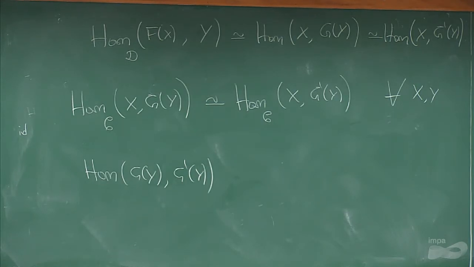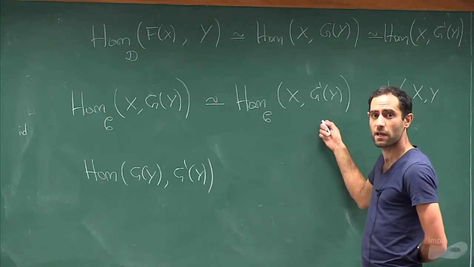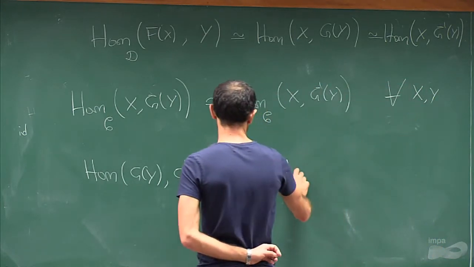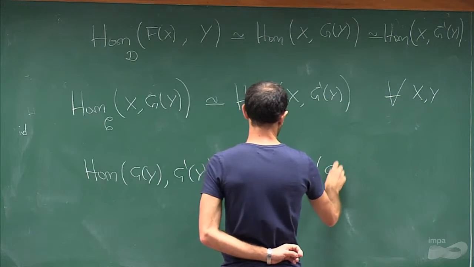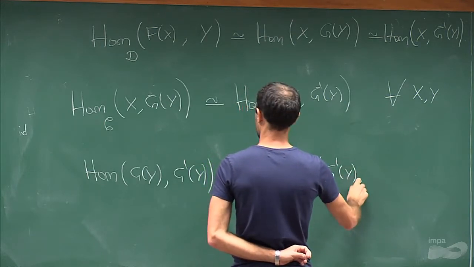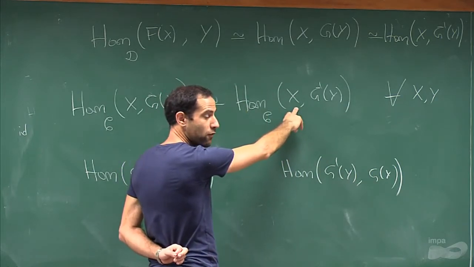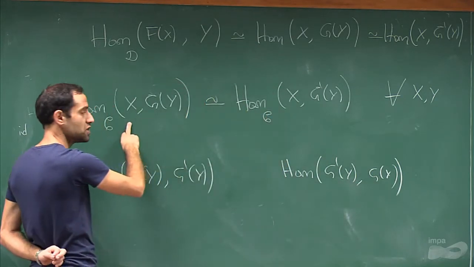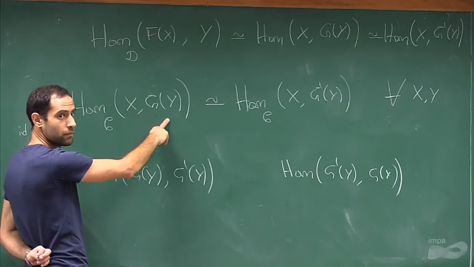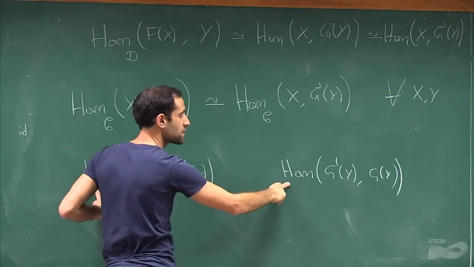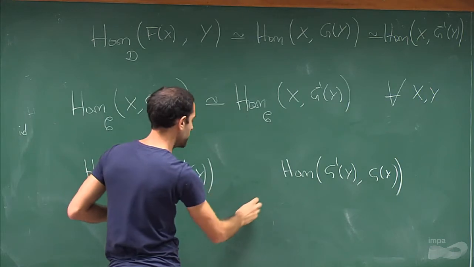You do the same thing. You just take x to be G'(y). If you take x to be G'(y), the identity element here would give you a morphism from G'(y) to G(y). And these two morphisms are inverse of each other.